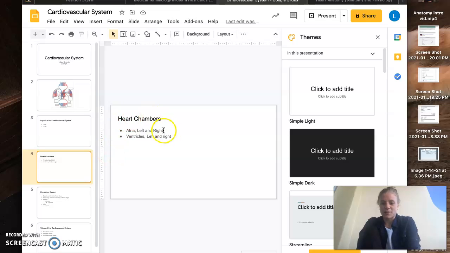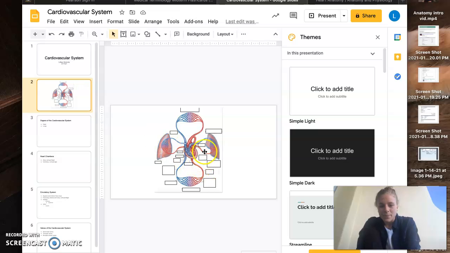Then we've got our heart chambers. We've got our atria, that's just plural for atrium. We've got the left and right atrium, and then we have our ventricles, which you also have a left and right ventricle. The atrium is just the top right here, and the ventricles are going to be the bottom. Again, it's opposite since this is a mirror image. So this is going to be our left atrium and our right atrium, and our left ventricle and our right ventricle.